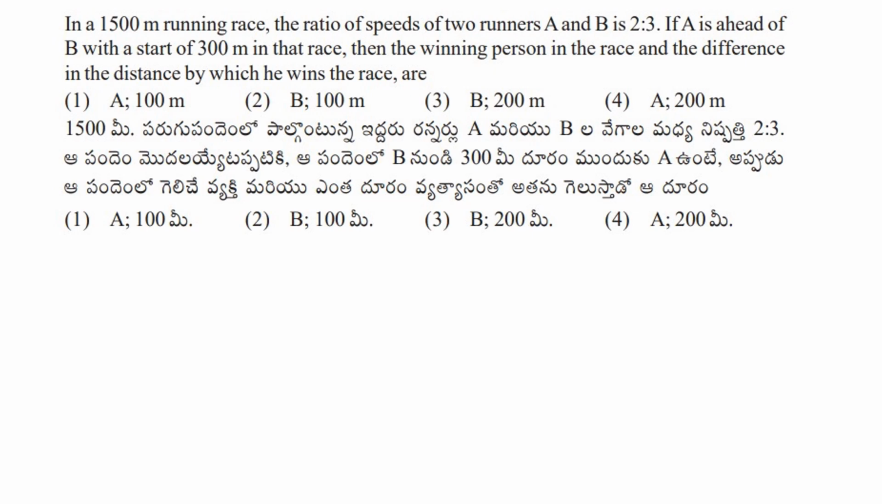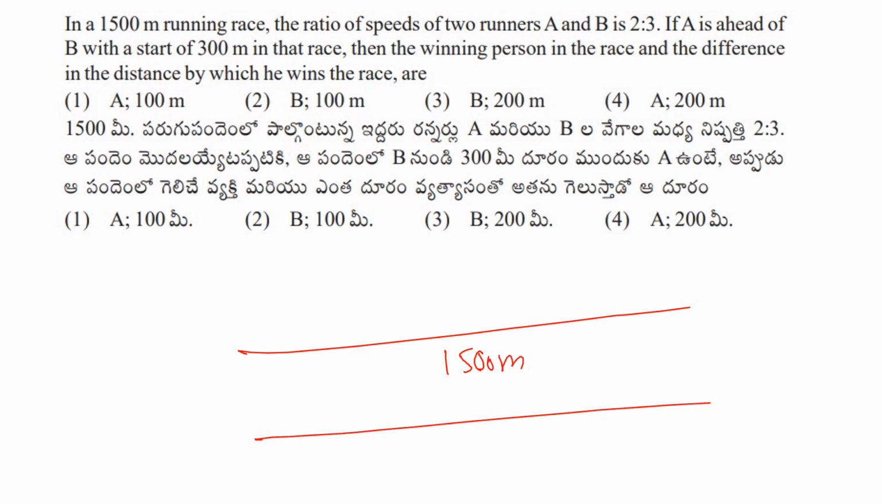In a 1500-meter race, the ratio of speeds of two runners A and B. The total race is 1500 meters. Got it? So 1500 meters, A and B. It's a 1500 meters race only. So two runner speeds. Speeds means 2:3 ratio. Already we are aware of ratios. 2:3 means, let's just assume A 200 meters per hour, B 300 meters per hour. That's it, right?